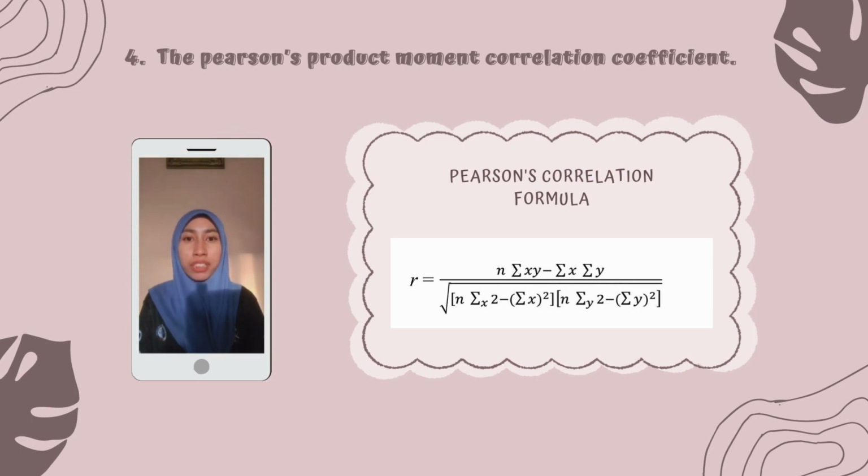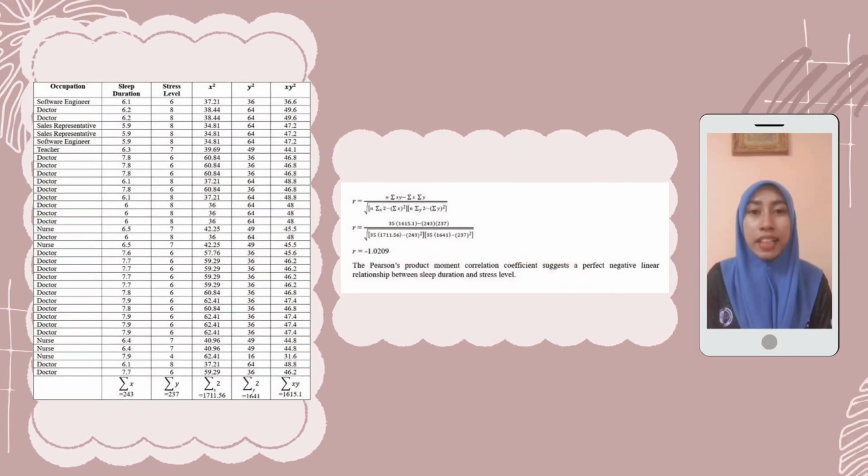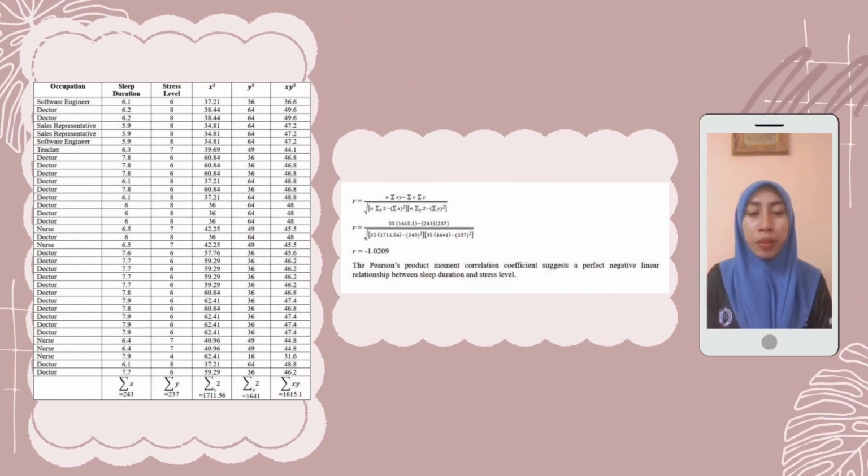I will discuss computing the Pearson product moment correlation coefficient, then interpreting the relation equation. So we use the following formula to find the Pearson product moment correlation coefficient. This data has 35 data points and the variables from this data are sleep duration and stress level. Next, this is the method of correlation, which is the Pearson product moment correlation coefficient. This calculation is to find whether both variables have a linear relationship or not.